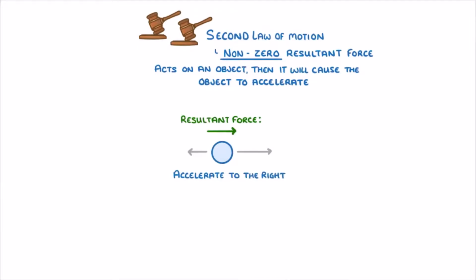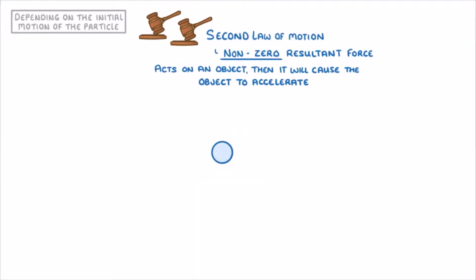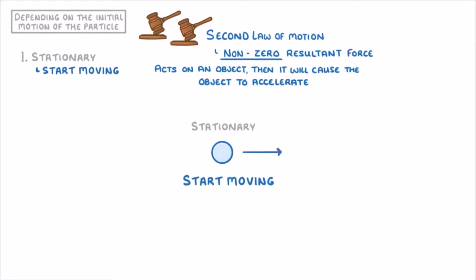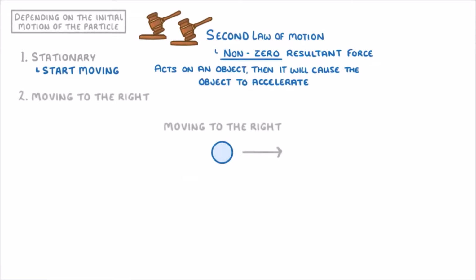Now, the confusing bit here is that depending on the initial motion of the particle, this acceleration to the right could result in 5 different things happening. For example, if the object started off stationary, then the acceleration would cause it to start moving to the right. And if the object was already moving to the right, then it would cause it to speed up.